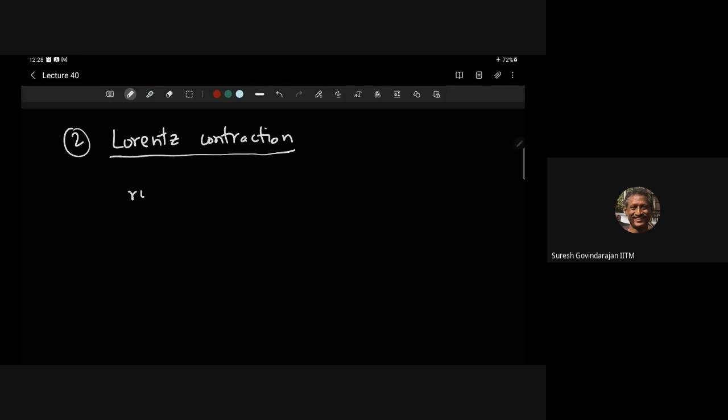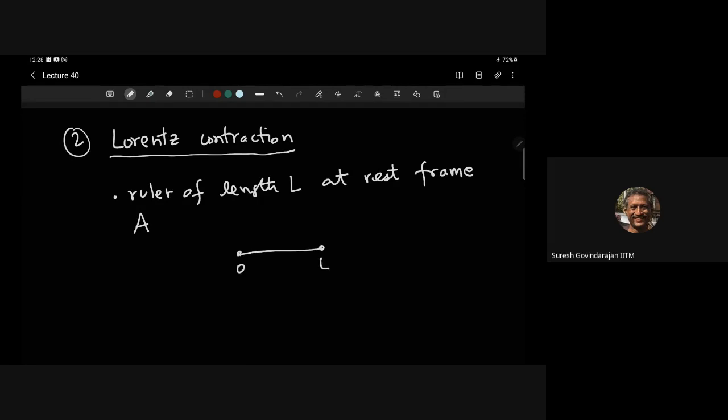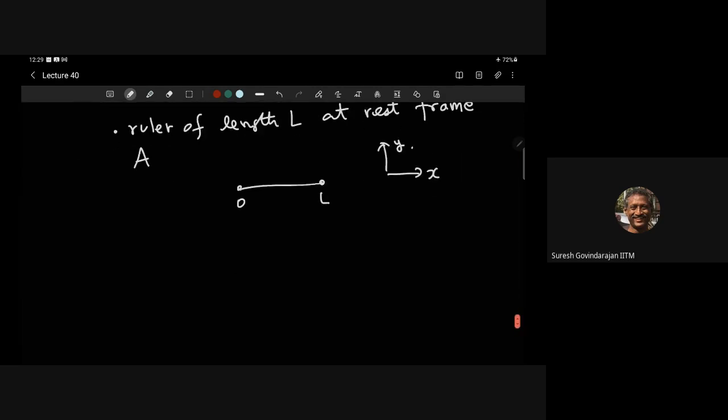So there's a ruler of length L at rest in frame A. Let's say we place it in the x direction itself, because if it were in the y direction, there is no contraction, since that's the direction perpendicular to the motion. So this is the x direction, say this is y.